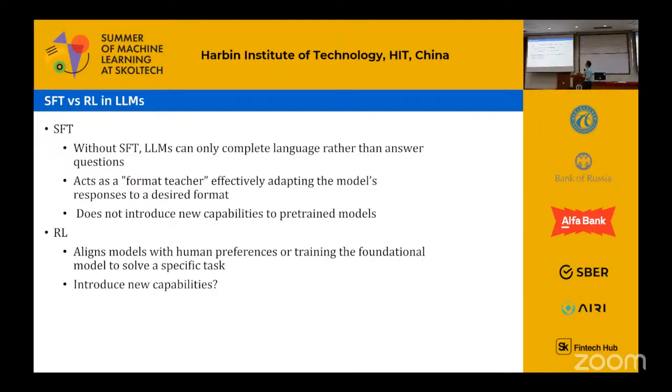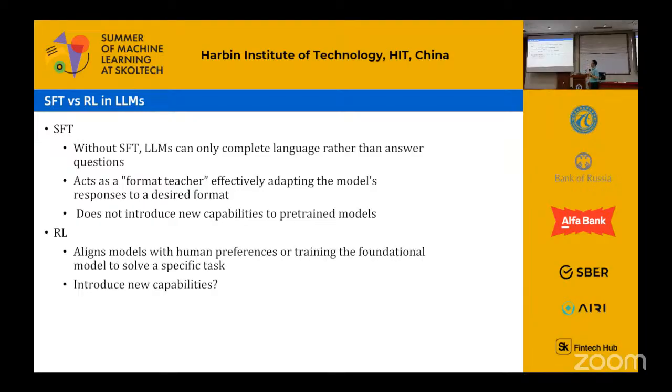For RL, it aims to align the model with human preference, because of ethical issues, you cannot output toxic content. So usually RL tries to align the model with human values or human preference. Also, in some cases RL can be adapted to train a foundation model to solve a specific task.